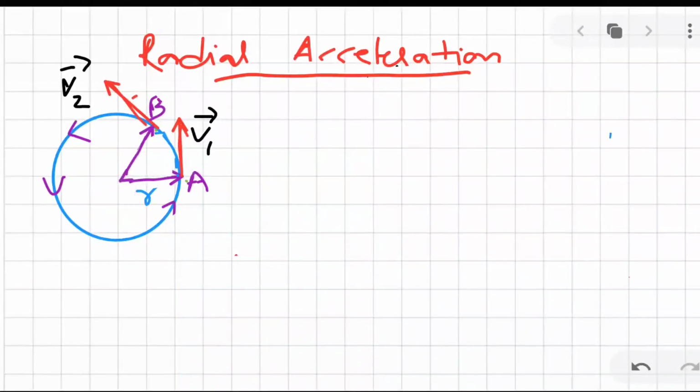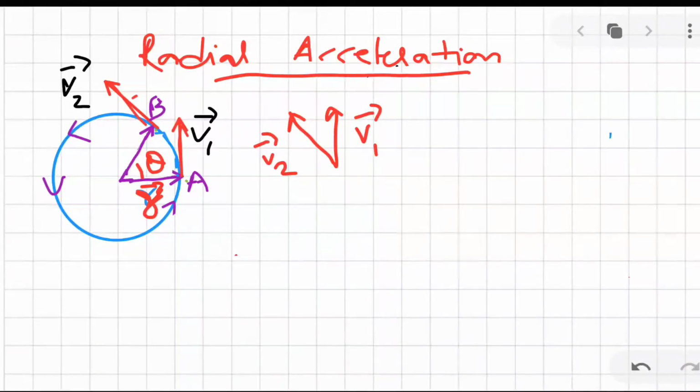Now let's say this angle is theta. So when the particle goes from A to B, this is the radius vector. Now this radius vector turns through an angle theta. Now let us shift the vectors v1 and v2. See v2, it is in this direction, so this is vector v2. And this is vector v1.